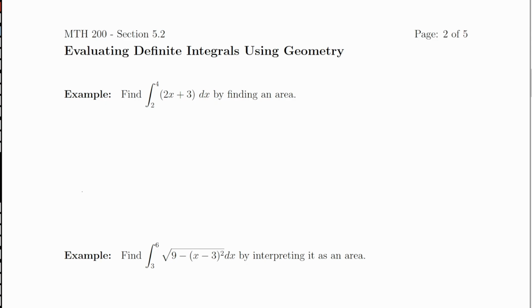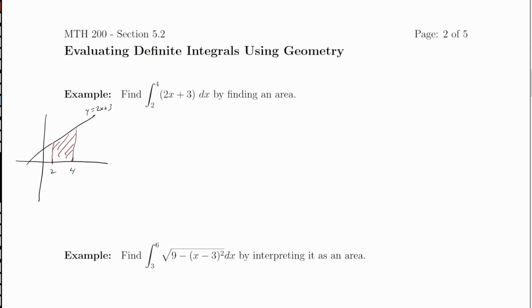Find the integral from 2 to 4 of 2x plus 3 dx. And what we're going to do is, instead of looking at the limit of a sum, if I look at the graph of this thing, 2x plus 3 is a line. Okay, so we're going from 2 to 4, and so the integral that we're looking at here is going to be this area.